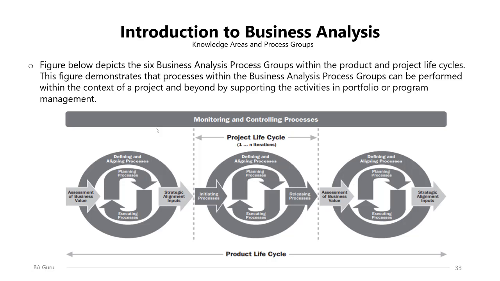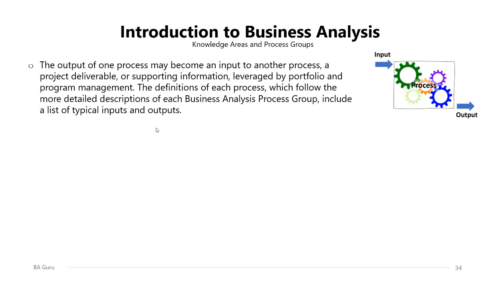So keep in mind that we will have 6 knowledge areas and 6 process groups, and overall we will have 35 processes. The output of one process may become an input to another process, a project deliverable, or supporting information leveraged by portfolio and program management. The definitions of each process follow the more detailed descriptions of each business analysis process group, which include a list of typical inputs and outputs.